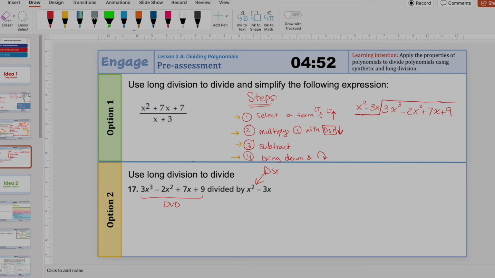Step number 1, select a term, the leading term from here with the leading term from here. And what do we do? We divide. So take them on the side. 3x cubed divided by x squared. Keep the 3, and then 3 minus 2 is 1. So it's going to be x to the power of 1. That's the answer. We put the answer on top. So it's going to be 3x on top.